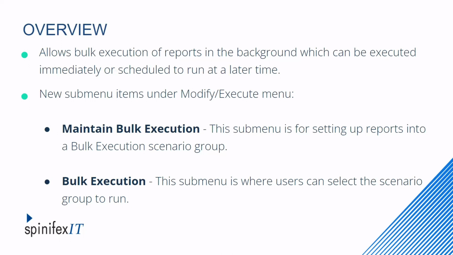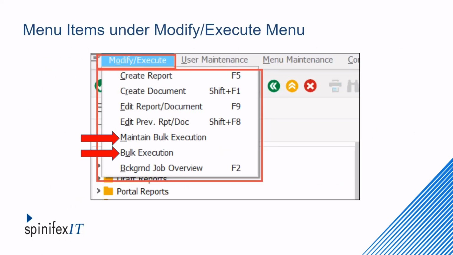This enhancement is a helpful option for customers who want to have regular reports run as bulk scheduled processing for regular reporting, such as pay or month end. In Easy Reporter, access the new menu options, namely Maintain Bulk Execution and Bulk Execution, by going to the Modify or Execute menu. Let's first discuss more about the Maintain Bulk Execution option.